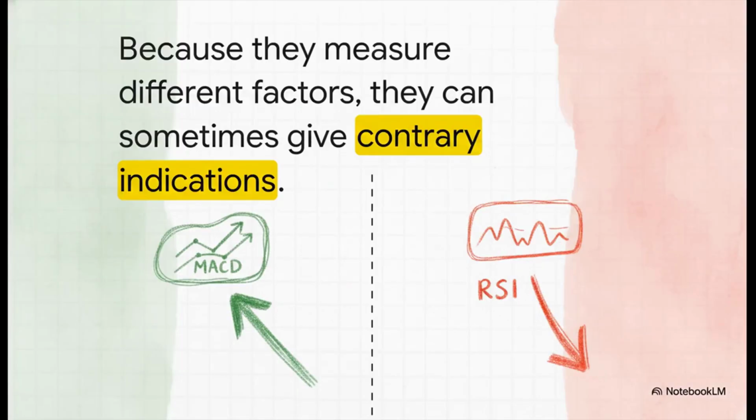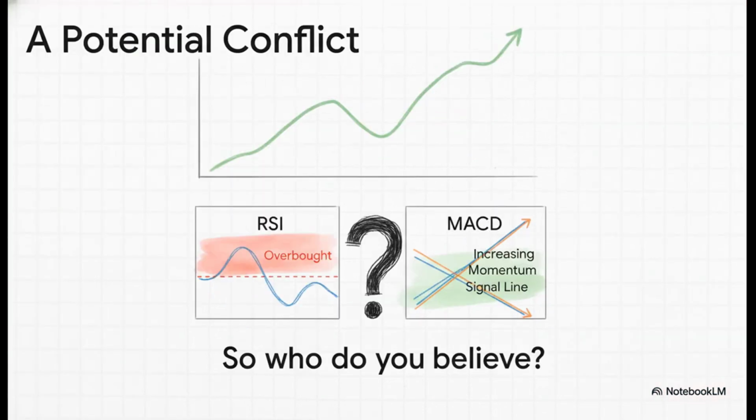And right there, that's the key. Because they're looking at the market through completely different lenses, they are not always going to agree. In fact, sometimes they're going to give you signals that seem to completely contradict each other. And understanding why that happens is so important. So picture this. It's a classic scenario. The RSI is flashing red. It's way up above 70, basically screaming that the market is overbought and due for a fall.